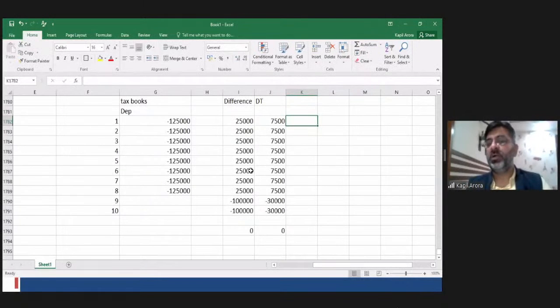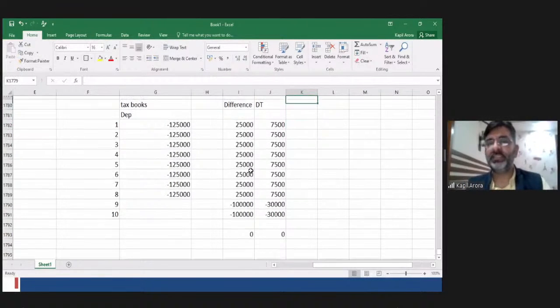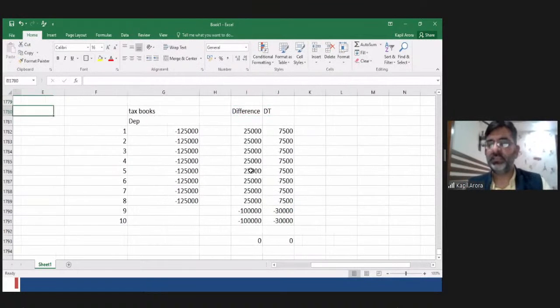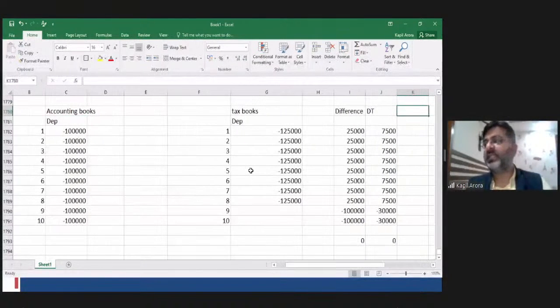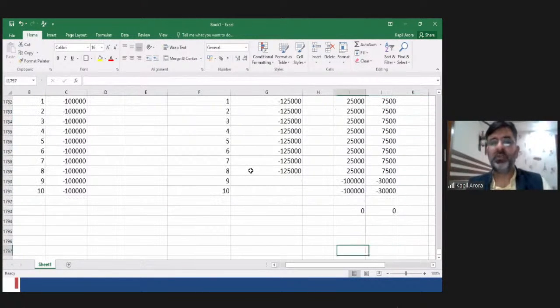So now we have got the deferred tax also. What would be the accounting of deferred tax now? First thing, is it a deferred tax asset or a liability? What exactly is it? Is it an expense or an income? What is going to happen?